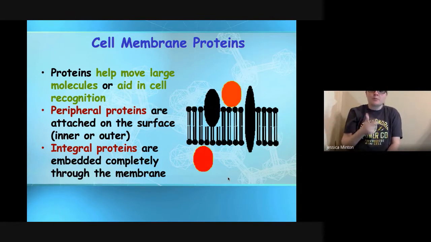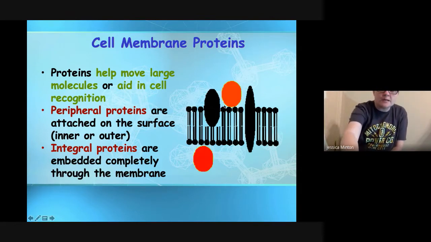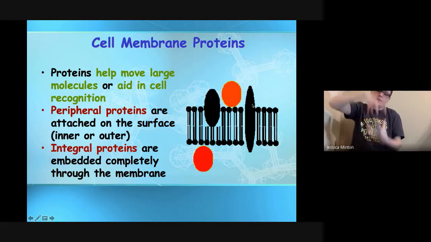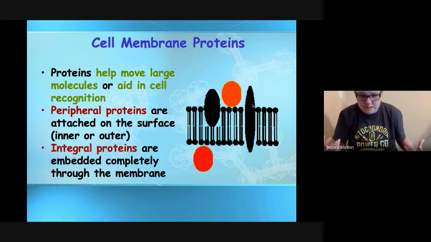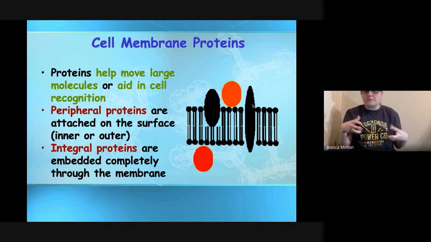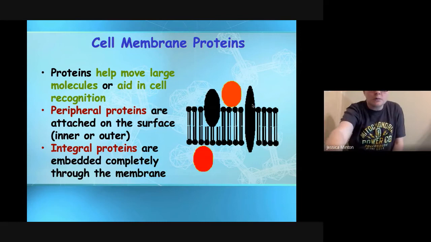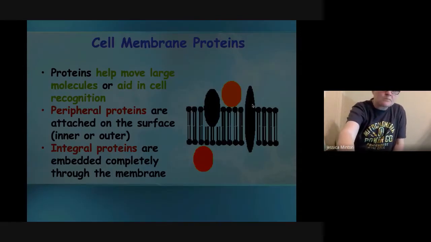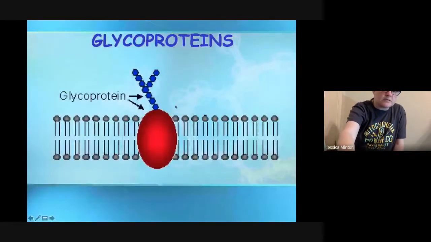All right, so your peripheral proteins are going to be attached to the surface, either inner or outer. And those integral proteins are actually embedded all the way through, kind of like a tube slide, right? Like I can get in and I'm going to slide my way on through one way or another. These are actually going to go through the whole membrane. Now, this would be one of those integral proteins. Notice that it's on the top and the bottom. It goes all the way through.